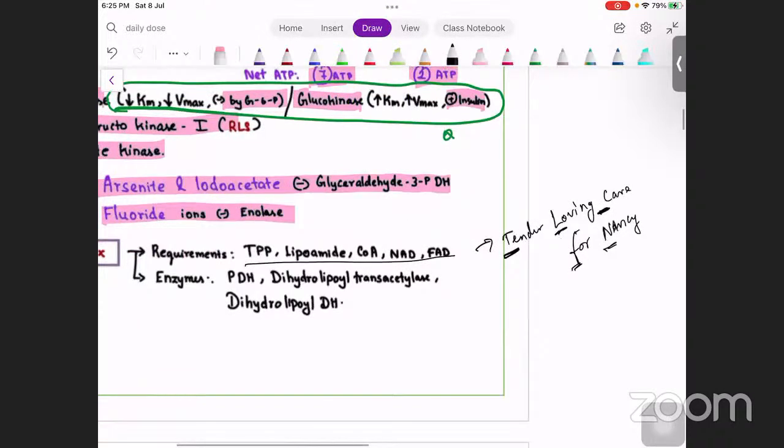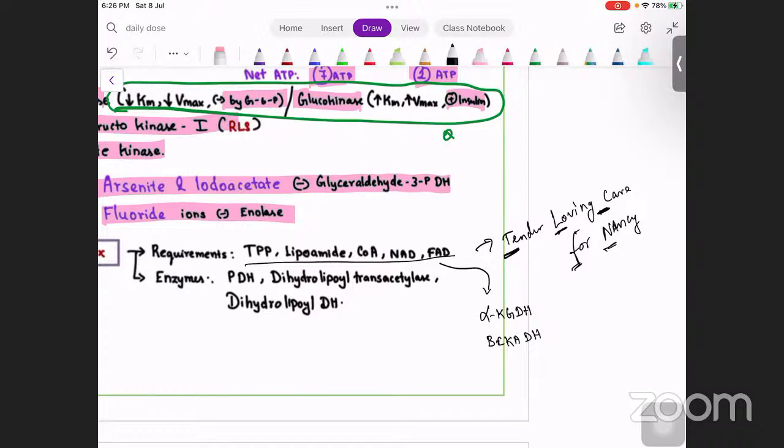Is tender loving care for Nancy required only by the PDH complex? No. There are 2 other complexes which also use it. One is the alpha ketoglutarate dehydrogenase complex, and another one is the branched chain keto acid dehydrogenase complex. They also use tender loving care for Nancy, that is TPP, lipoamide, coenzyme A, NAD, and FAD.